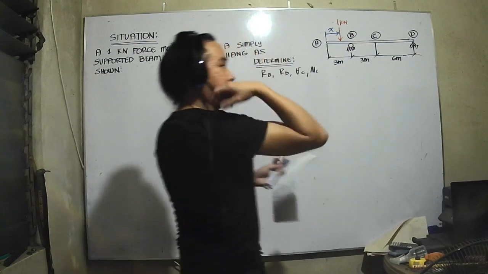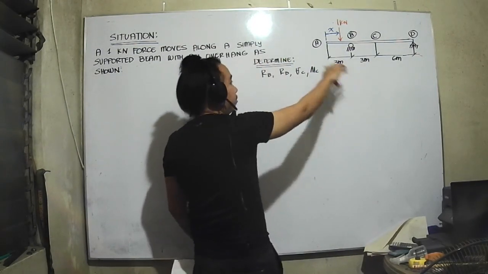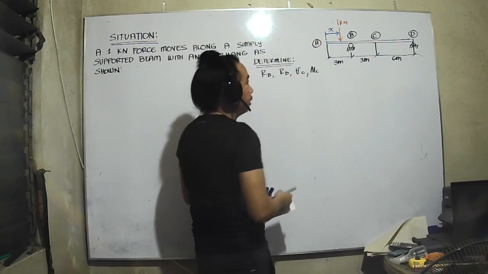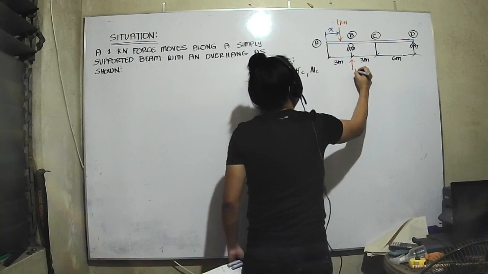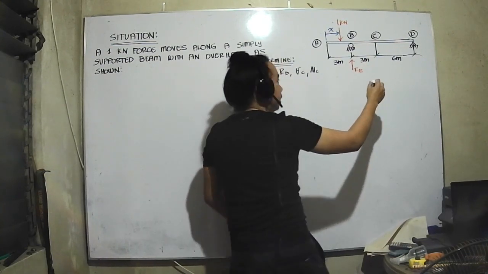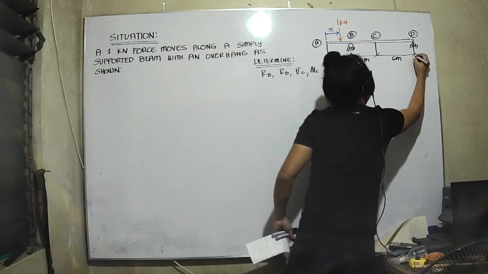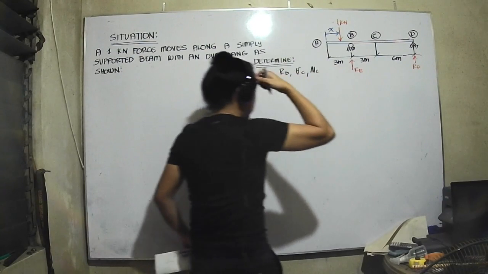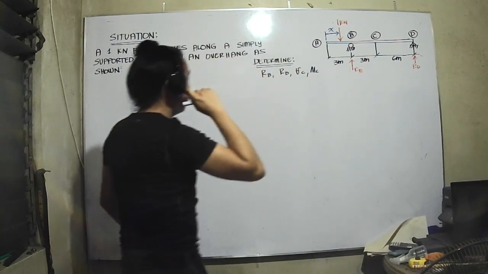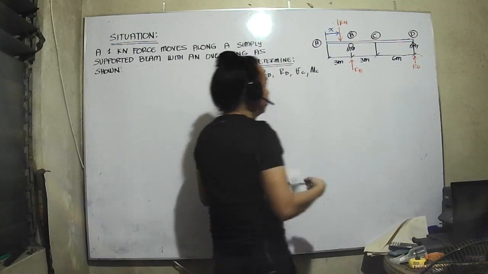Okay. Sige, so let's start. We have the beam here. This is RB, okay? RB. This is RD. Okay? RB, RD.